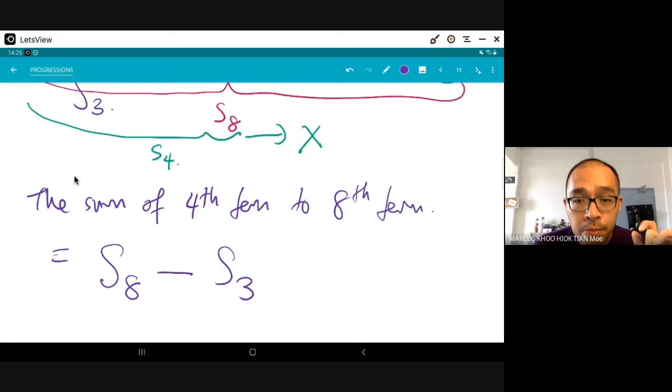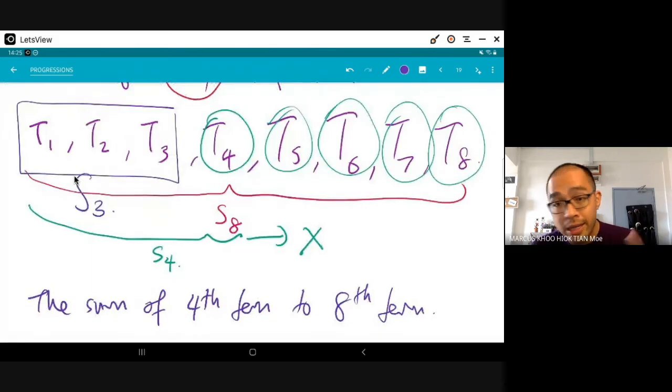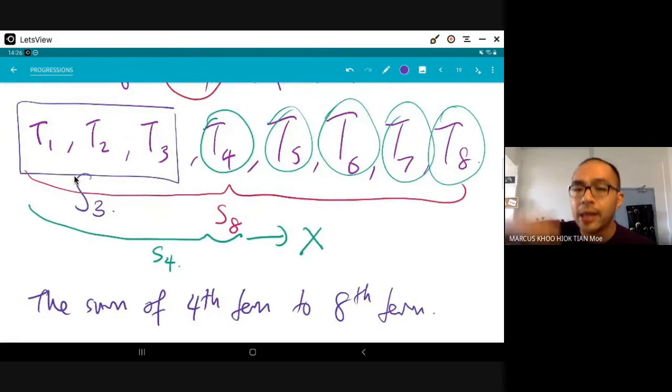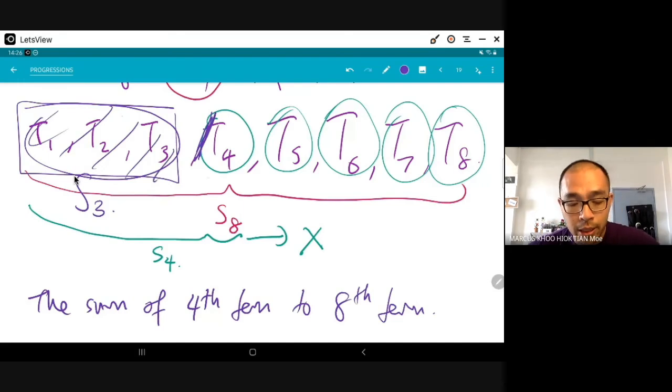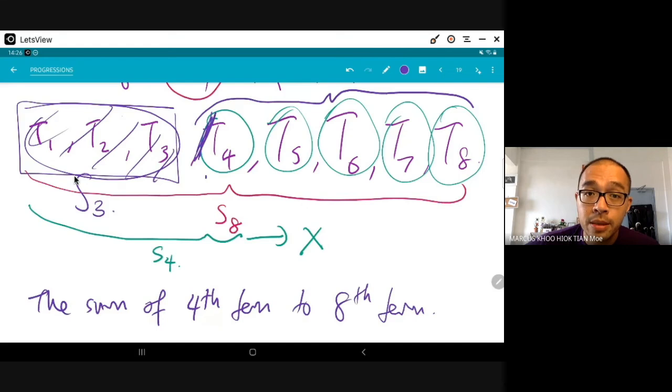Okay, 4 sampai 8 kan, kamu mau buang yang 3 pertama dulu. You have to throw away the first 3, because that's what the S means. S means count from the first until whatever term. So if I want the 4 to be included, means saya kena buang ini 3. Baru saya dapat jumlah ini, from the fourth term to the eighth term.